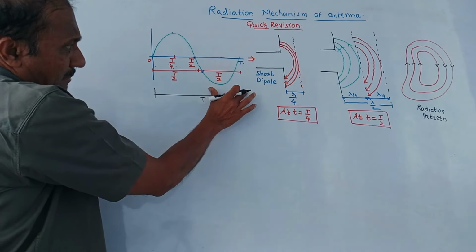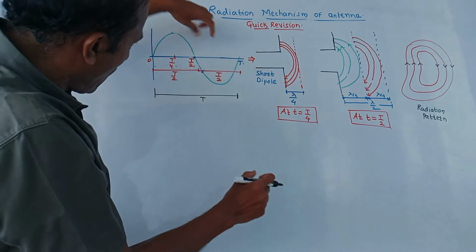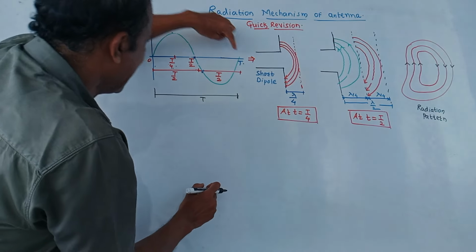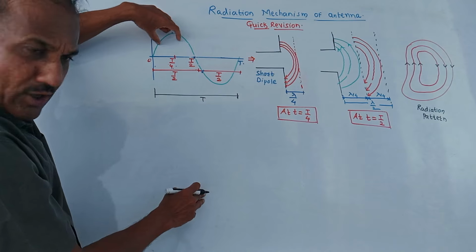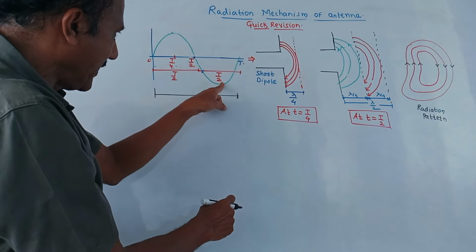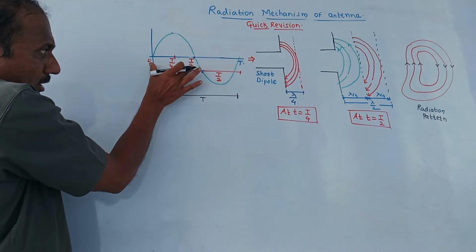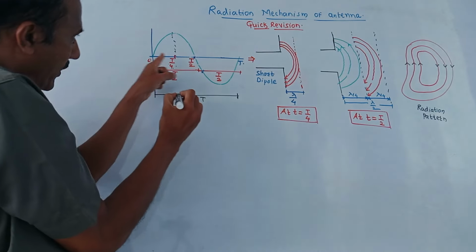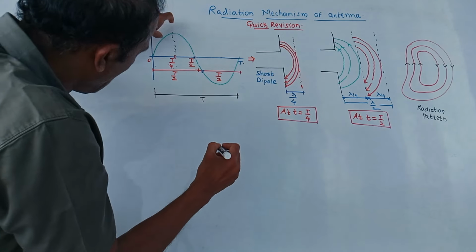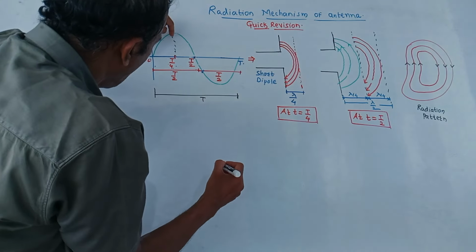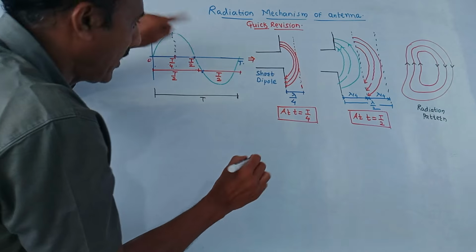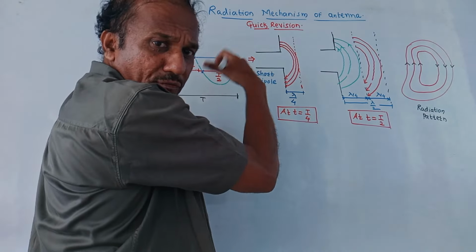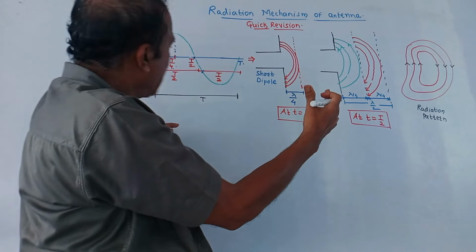Observe this time period. The total time period of this waveform consists of positive half cycle and negative half cycle. Total time period is T. 0 to T by 2 we have positive half cycle, T by 2 to T we have negative half cycle. Again if you divide positive half cycle into two parts, यहाँ से यहाँ तक मतलब 0 to T by 4 we are getting increasing positive half cycle, T by 4 to T by 2 we are getting decaying positive half cycle. Now this kind of waveform is applied or fed at the center of this antenna, short dipole antenna.